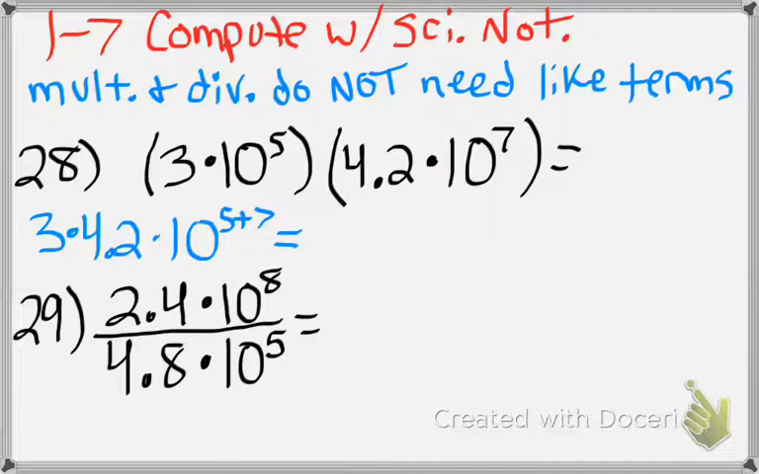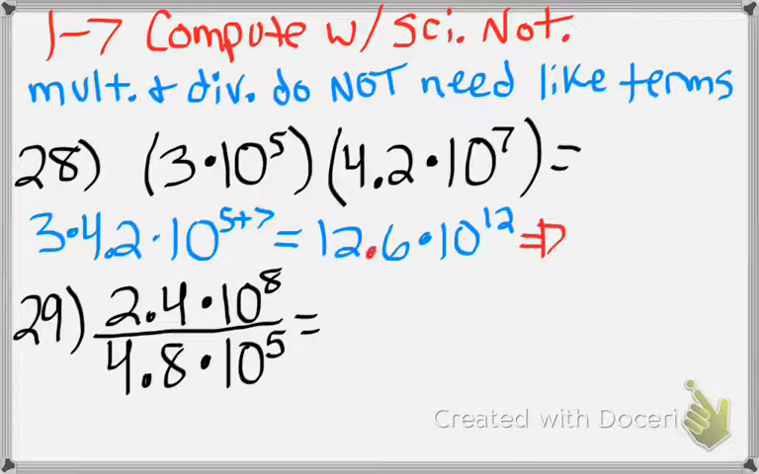So like I said, start by multiplying your coefficients. 3 times 4.2, do that first. Then use your exponent skills on the scientific notation portion. So we get 12.6 times 10 to the 12th power. Now, that is our answer, but that's not in proper scientific notation form.